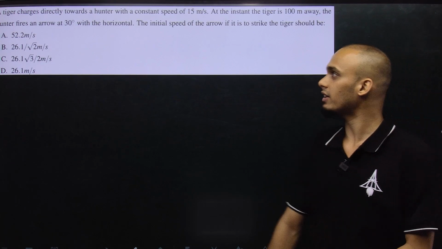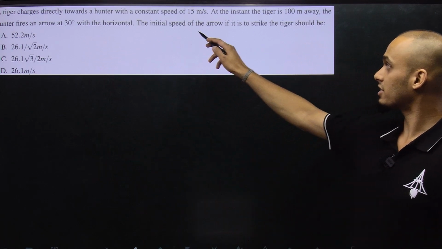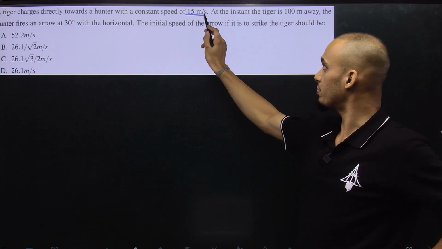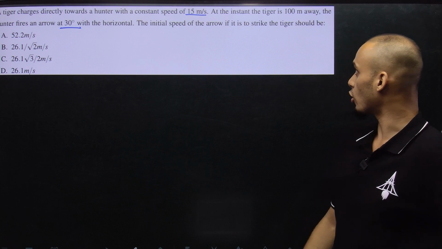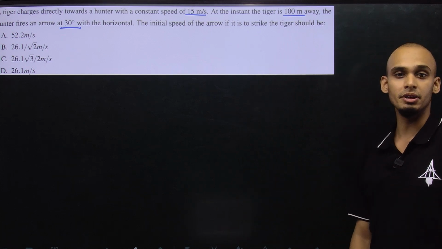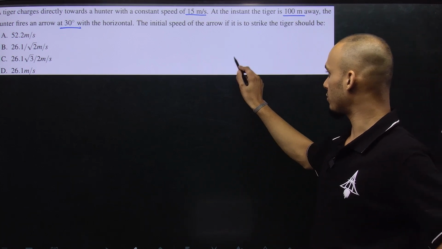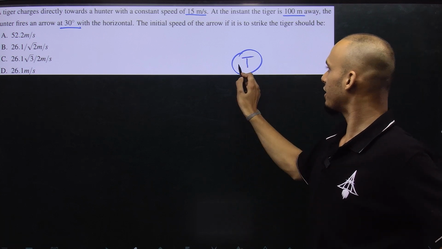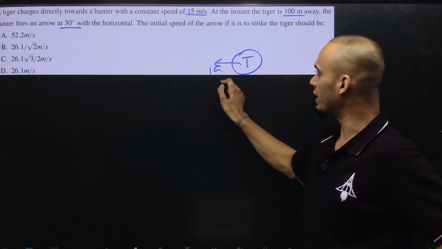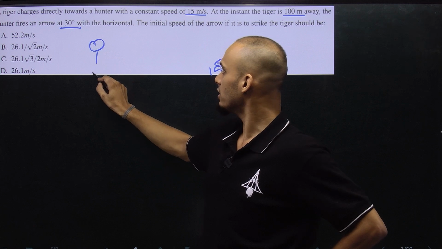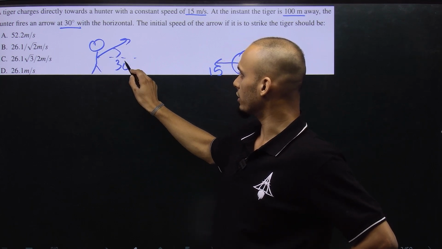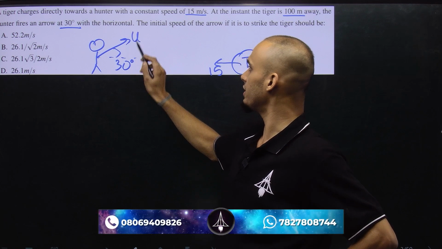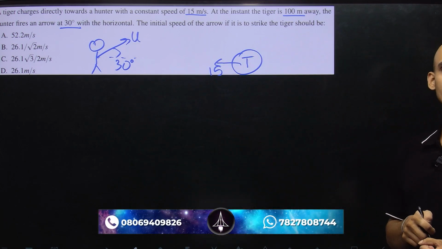In this, we are given that a tiger charges towards a hunter with a constant speed, and the hunter fires an arrow at 30 degrees to horizontal when the tiger is 100 meters away. Now let's assume the tiger is a spherical object t. It is moving with a constant speed of 15, we know, and the hunter will now fire an arrow 30 degrees with respect to the ground, let's say with some initial speed u, which we need to calculate.